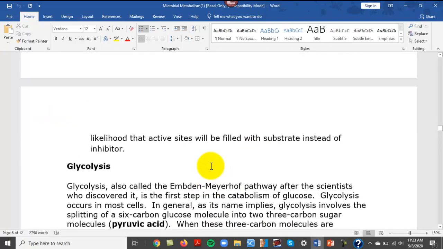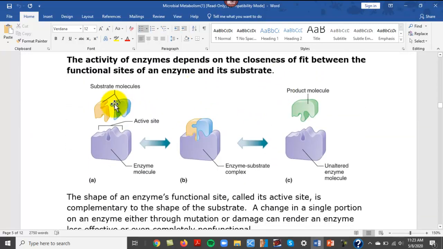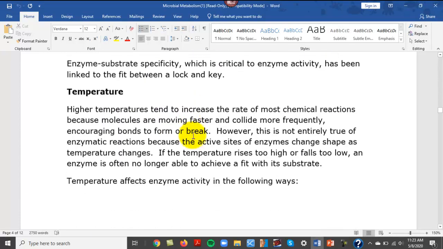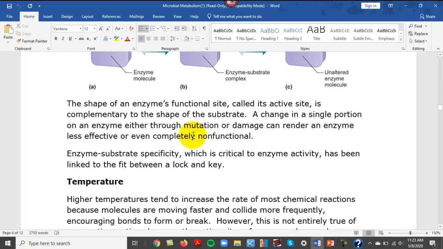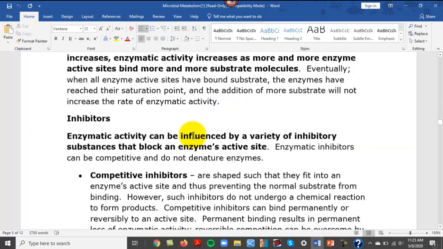So all of these things I just went through are going to affect enzyme activity. Some are going to increase, some will decrease. Obviously, things like competitive inhibitors are going to decrease enzyme activity.